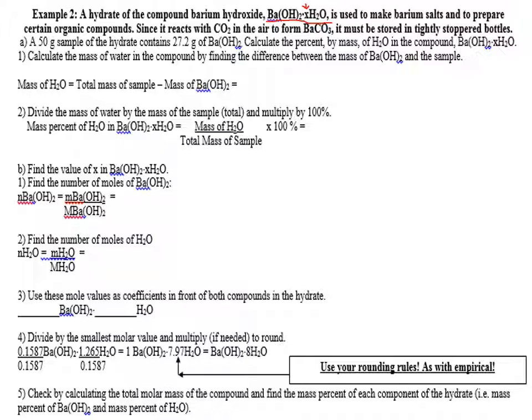And so there's additional information given about that hydrate, but the main point is that we want to find out what the X is. So you have a 50-gram sample of the hydrate, and we know that there's 27.2 grams of barium hydroxide in that hydrate. And so hopefully you're getting the idea that if there's a 50-gram sample and there's 27.2 grams of barium hydroxide in there, the rest of the mass must be due to the water. So your first step here is to figure out, well, what's the mass of water in that compound? So to find the mass of water in that compound, you simply do the total mass of the compound, so 50 grams.